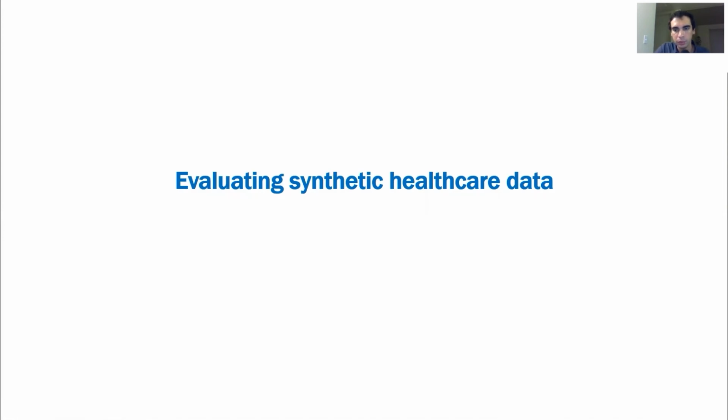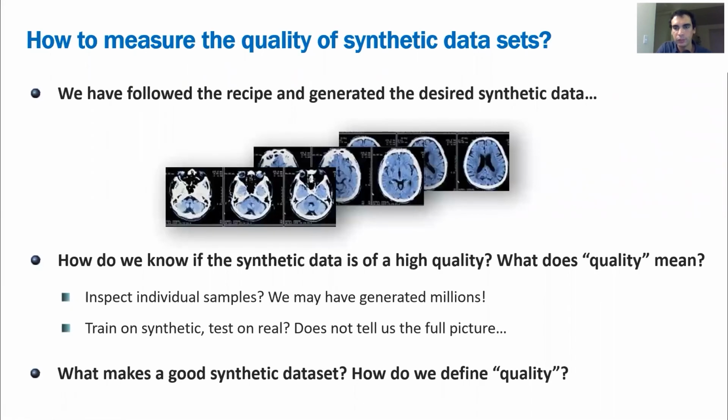So the last part of this tutorial is concerned with evaluating synthetic healthcare data. So let's say that we already follow the recipe that we described earlier. We already have a generative model from which we sampled a synthetic data set. How do we know if this synthetic data is of good quality? And what does quality really mean in this case?